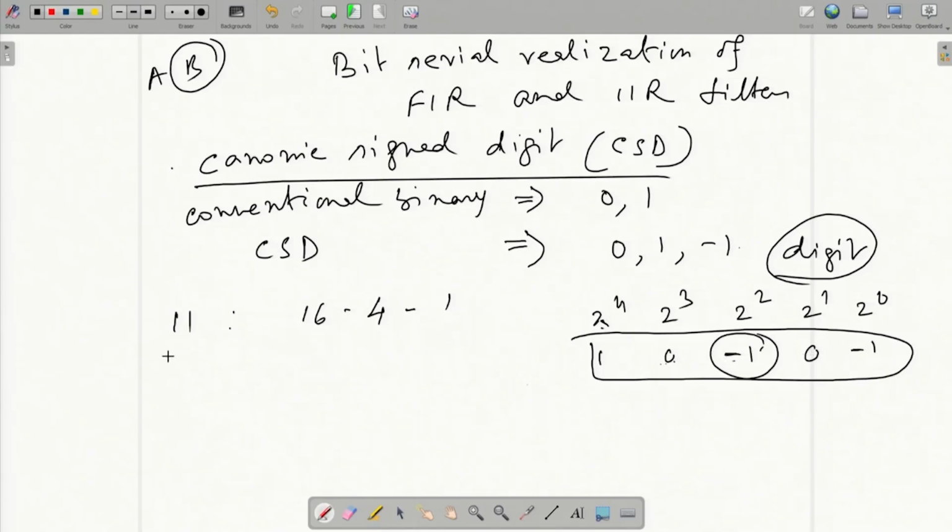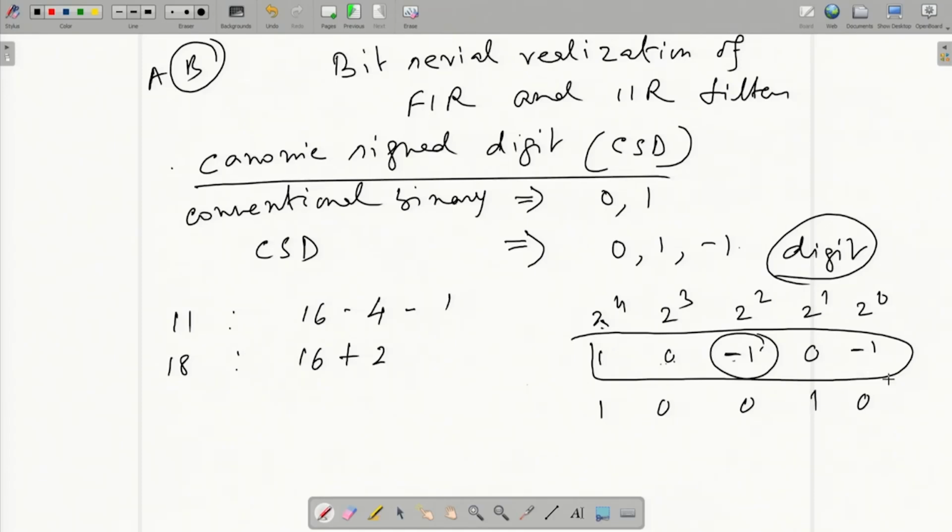Take another example, say 18. 18 can be written as 16 plus 2, that is 2 to the power 4 plus 2 to the power 1. It is very easy. So this will be 1, 0, 0, 1, 0: 1 into 2 to the power 4, 0 into 2 to the power 3, 0 into 2 to the power 2, 1 into 2 to the power 1. So you see here it has two neighbors, left and right both are 0, and the neighbor further to the left is also 0. All right. So on and so forth.